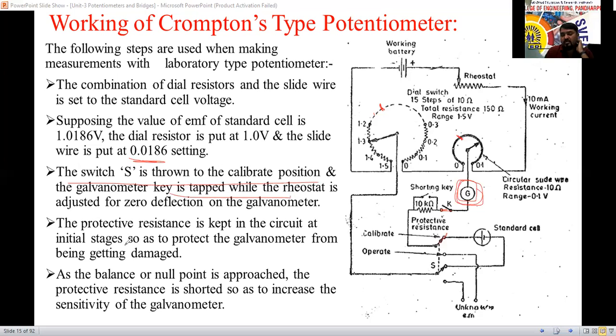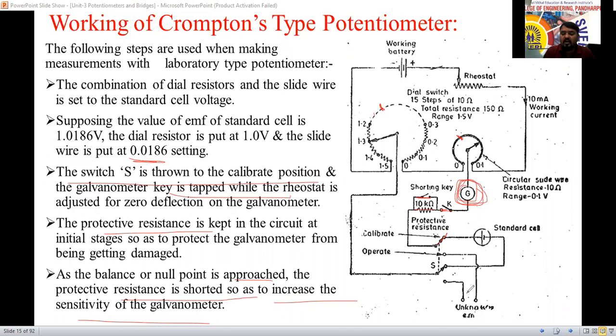For protection purposes, we have used a protective resistance here. As the balance or null point is approached, the protective resistance is shorted so as to increase the sensitivity of the galvanometer. Initially, we are going to pass the current. After some time, if the null is achieved, I will close this switch. Then again I will vary this sliding contact and achieve the null position.